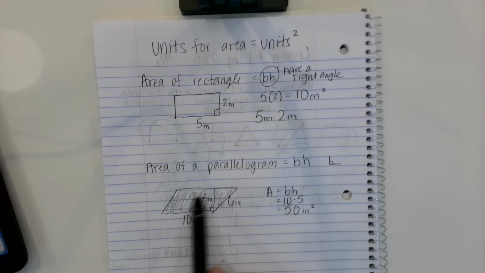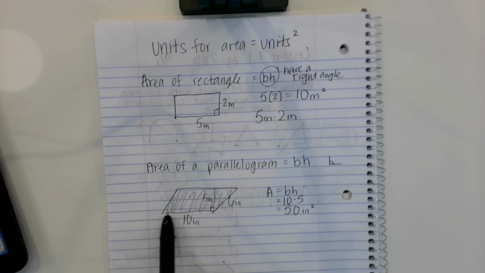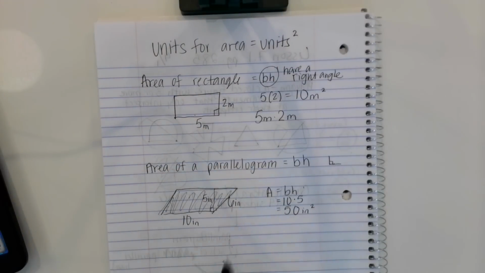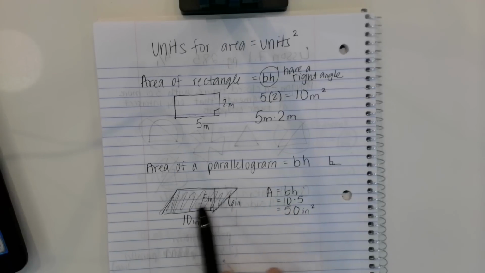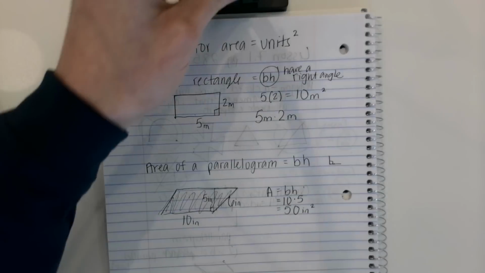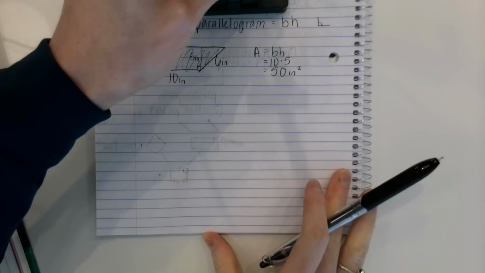Area is talking about the amount of space inside a figure. If we did perimeter, then we're talking about the distance around the outside of the figure. We're talking about area, the space inside, 50 inches squared. Let me give you a problem or two. Let me give you two problems to work through, two examples.